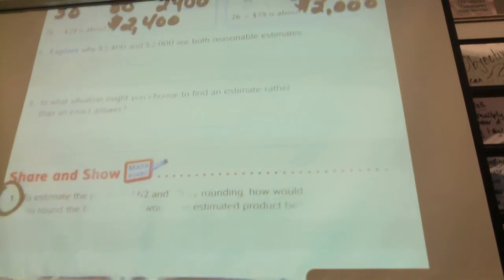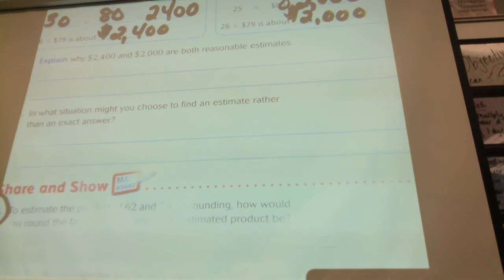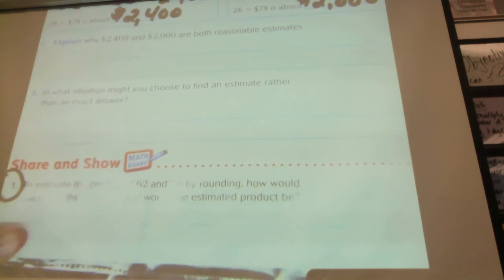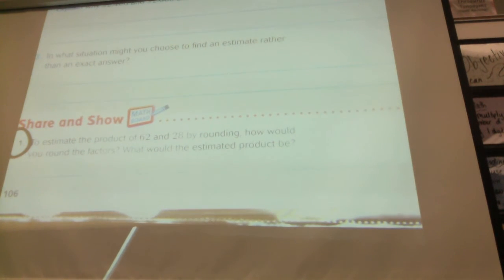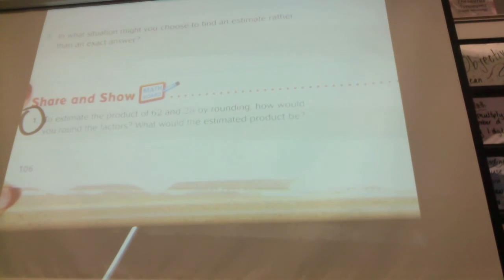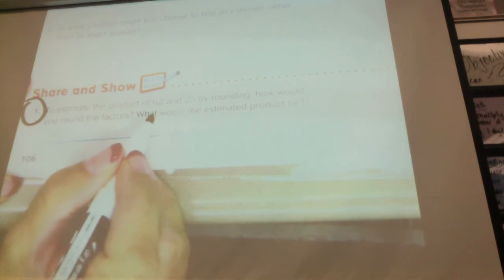We also talked about situations where we might have an estimate, where an estimate might work better than an actual number. And then I think we left off, did we do number 1? Look at your books and see if number 1's there. No? Okay. So number 1, to estimate the product of 62 and 28 by rounding, how would you round the factors? What would the estimated product be? So first we're going to just start with, if it's saying find the product, what do I have to do with those two numbers? Multiply them. So I'm going to round 62 to what number?